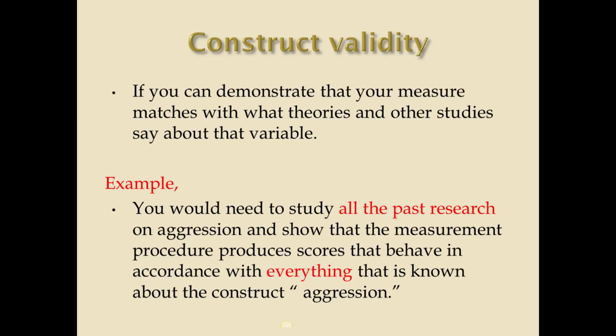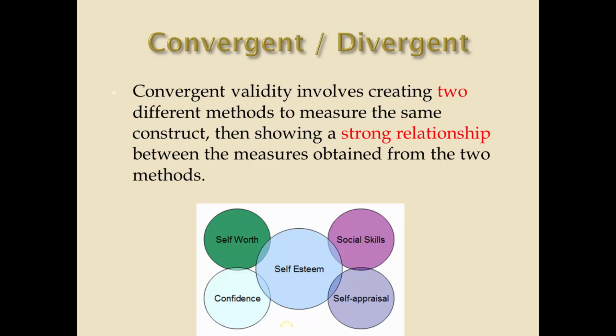You need to study all research on aggression. So all the symptoms of aggression, everything we know about aggression, all measures of aggression should match or should correlate with your test. And like I said, we have two types of construct validity: convergent and divergent.